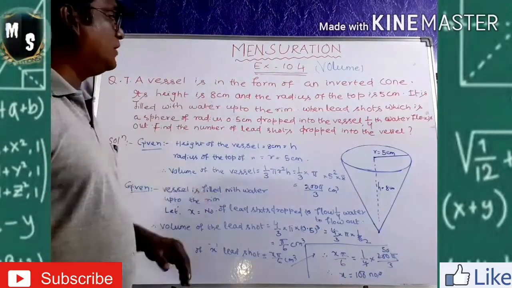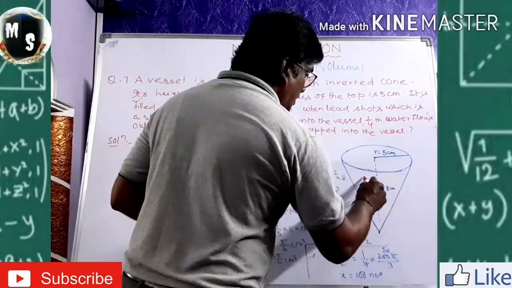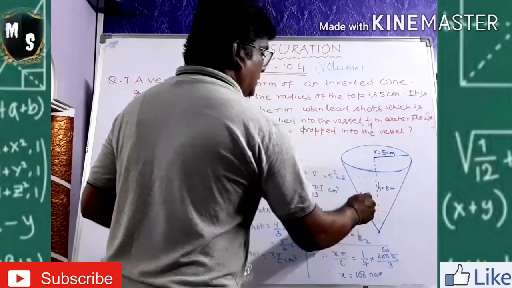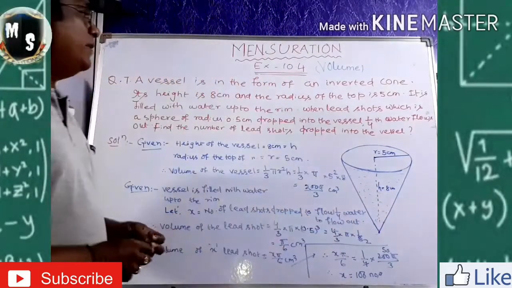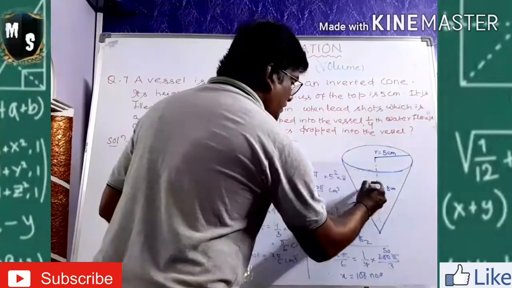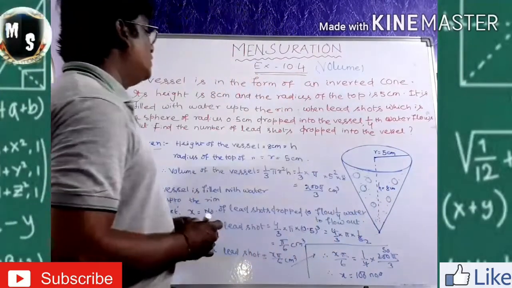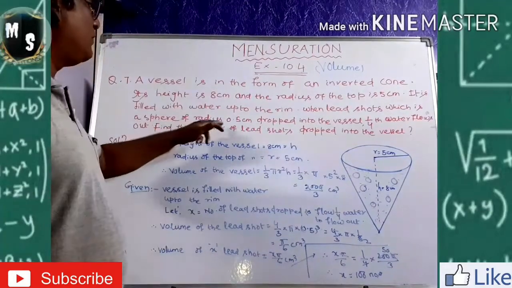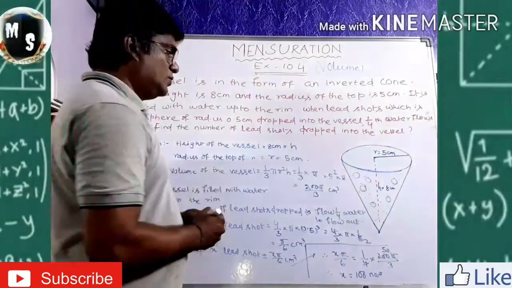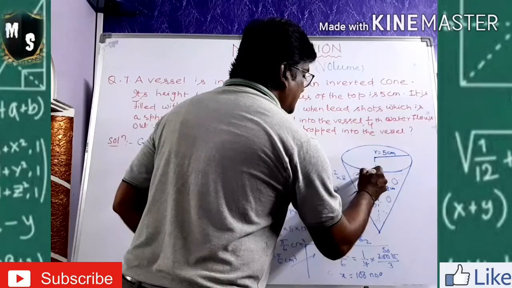It is filled with water up to the rim. Clear? Understood? Now what is happening? A spherical lead source, which is a sphere, you are going to put here. The spherical lead source is a sphere of radius 0.5 centimeter. 0.5 centimeter is called half centimeter. So the radius of this lead source is half centimeter.